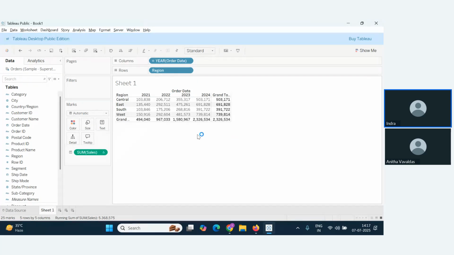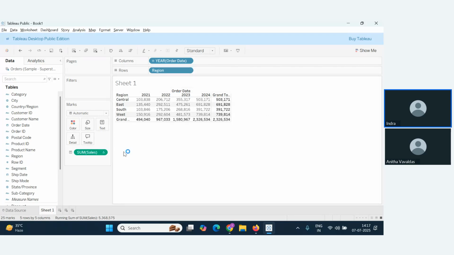Now you can see for the central region, this is the total sum of sales for all the 4 years. For the central region, the first year sales was 1,03,838. Then with the sum of sales obtained, the sales got added for 2022 and 2021 and it became 2,06,712, plus the sales of 2023, plus the sales of 2024.